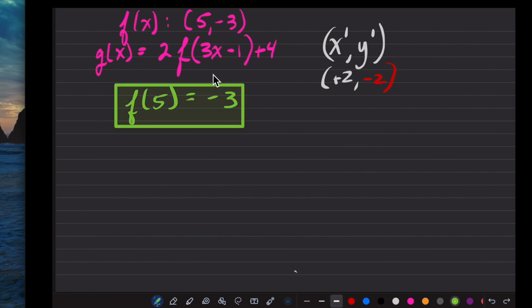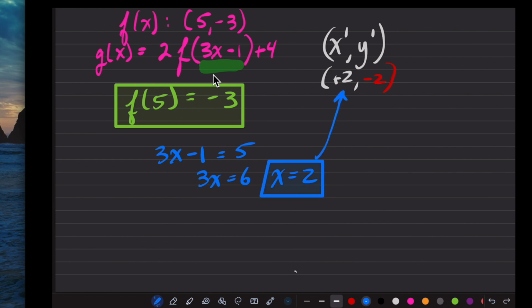All right, first thing we're going to do is we're going to take what's inside the parentheses here, this entire expression, and we're going to set that equal to the original x, which was 5. We're going to solve for x. Folks, that is our new x value. Look, it matches what we got previously.